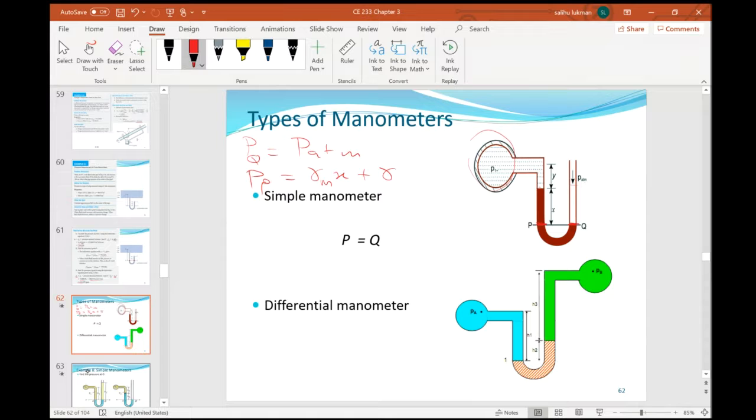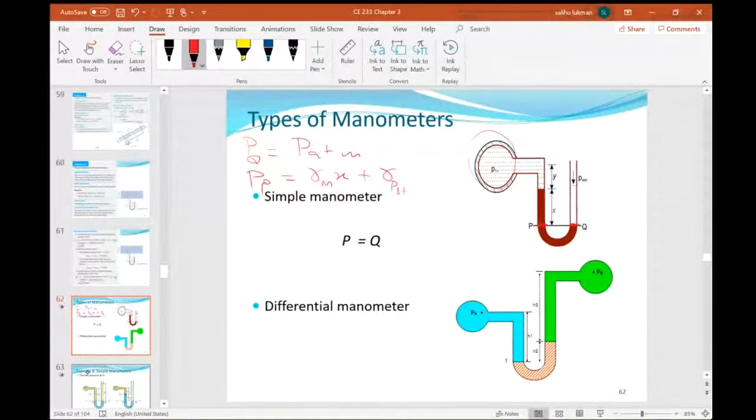Let's call the specific weight gamma P1, and the height is Y, and then plus the pressure in the gauge, which is P1. So to find the pressure in the gauge here, we equate the pressures at P and Q. P subscript Q is equal to P subscript P, and when we equate the two, we can find the unknown.